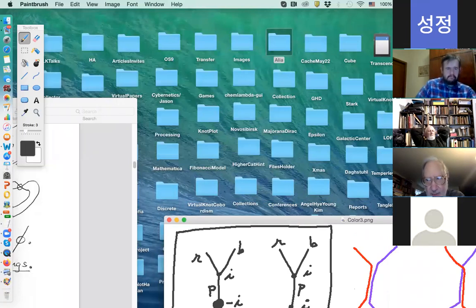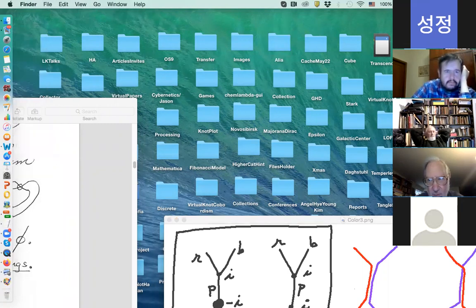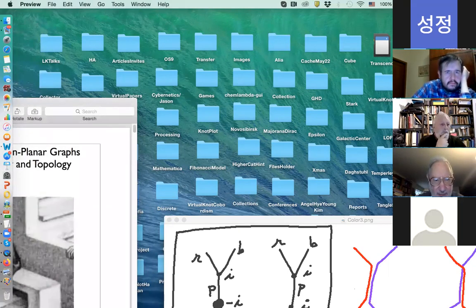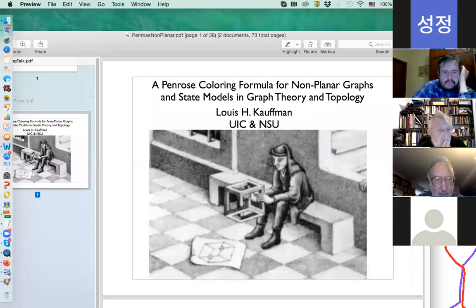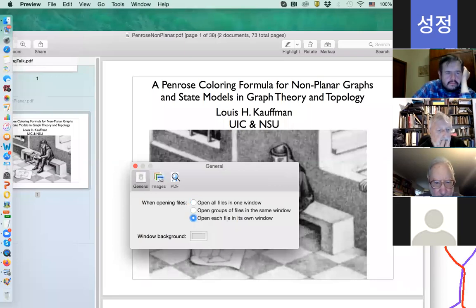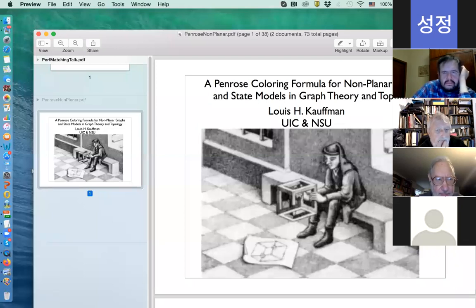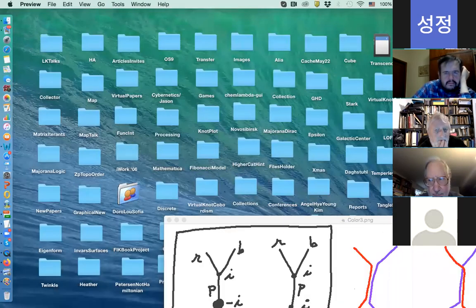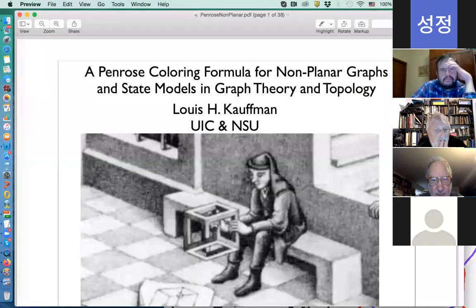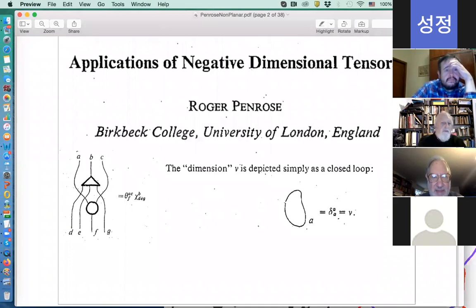But let me use this other slideshow to tell you a little more about the way Penrose was thinking about it. The way I've told you is not quite the way he was thinking about it. All right. He was thinking about it in terms of abstract tensors, like these.